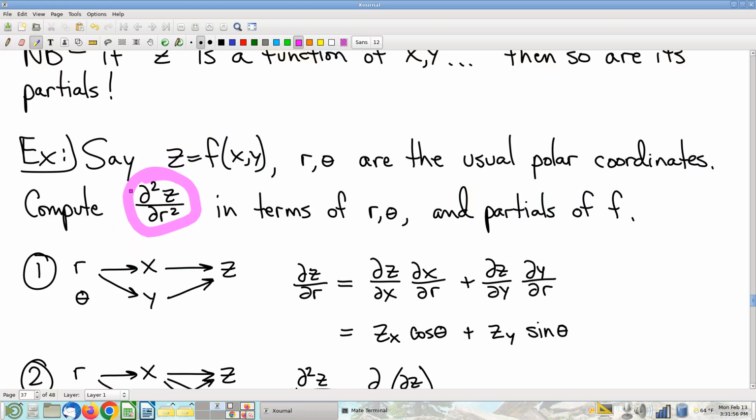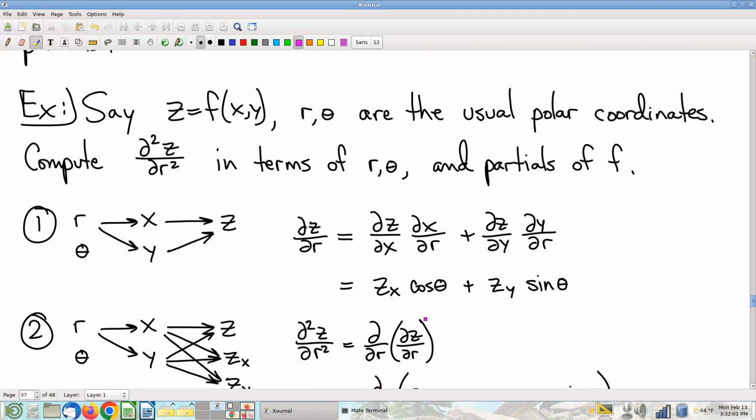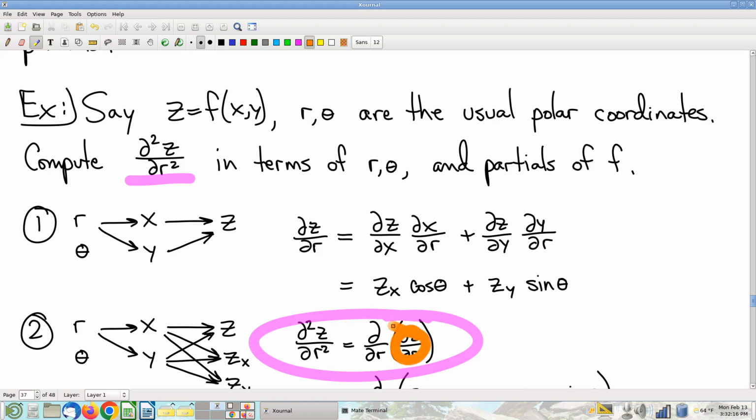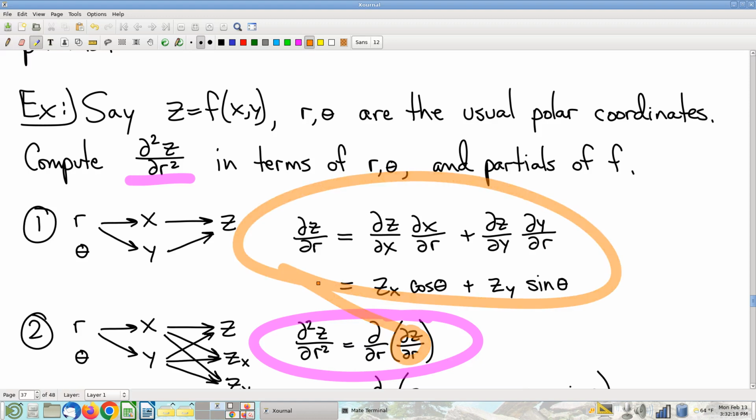Now, the first thing I'm going to say about a second partial is exactly as you would expect. It's the second partial with respect to r. It's the r partial of the r partial, right? So, in order to compute the r partial of the r partial, big surprise, I am first going to compute the r partial, and then I'm going to take the r partial of it. So, okay, starting then with that first partial with respect to r.